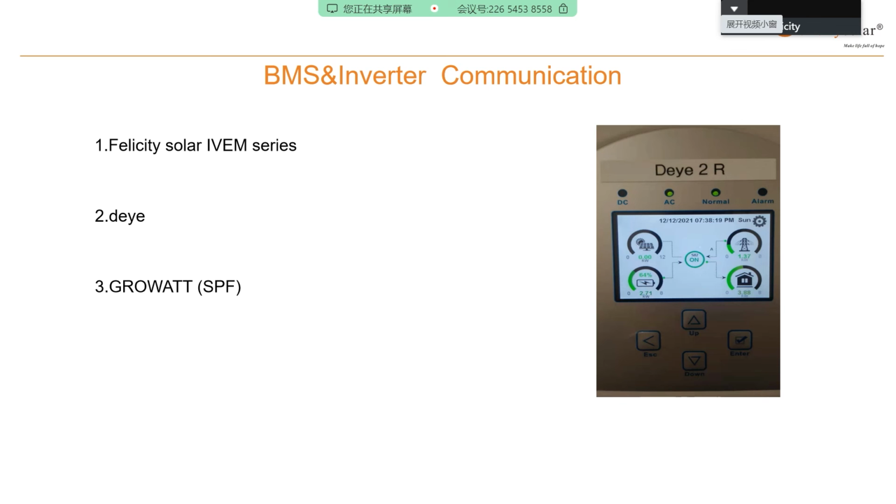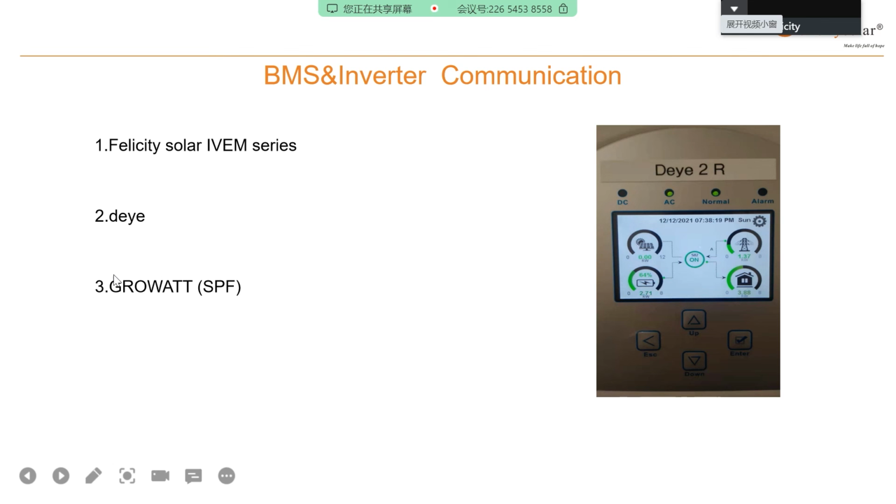You can check the left part of the picture, this one. We only support this part. The LCD is like this. We only support this because all of this is the same.